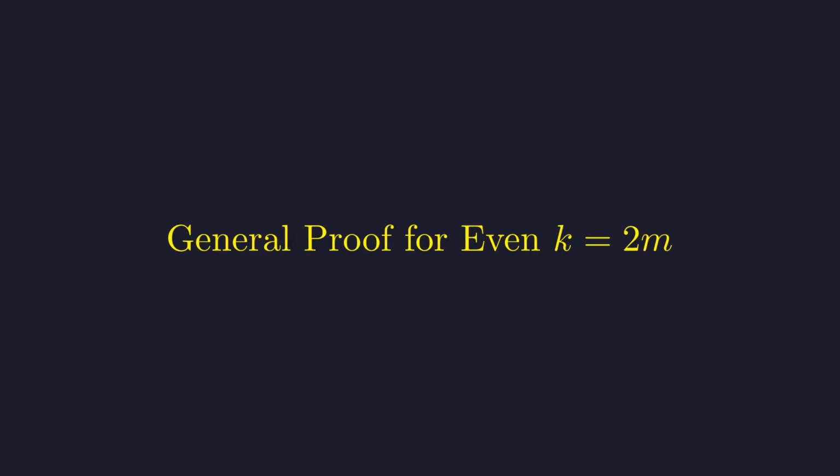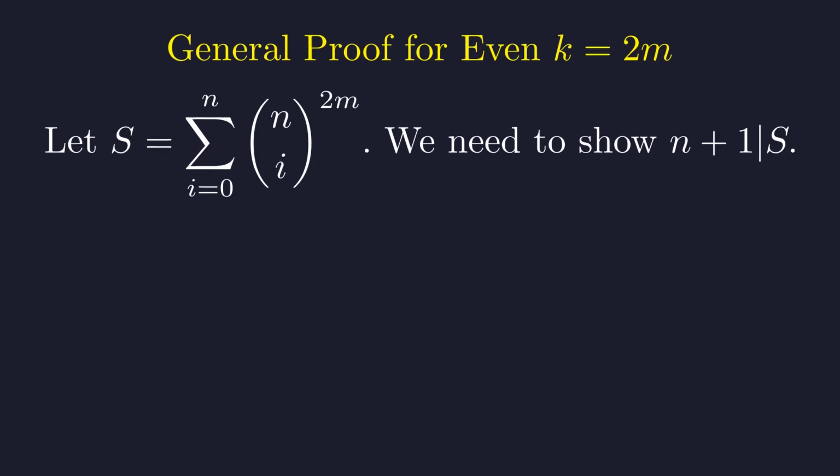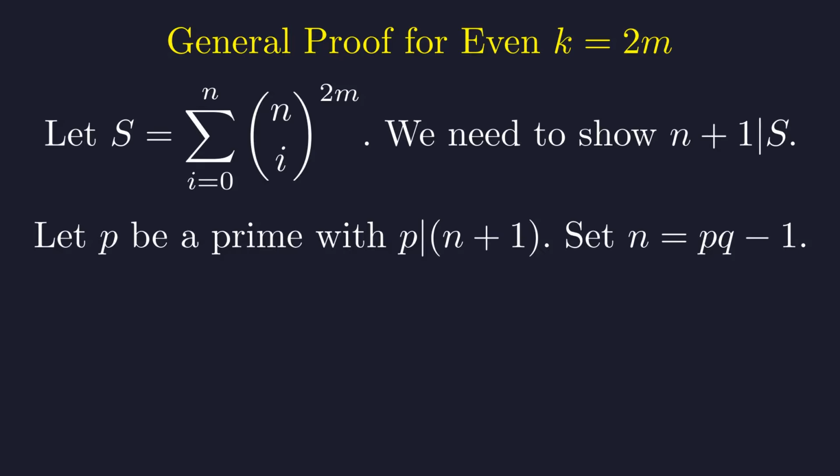Now for the general proof. Let k be any positive even integer, say k equals 2m. We must show that n plus 1 divides the sum for all n. To do this, we'll show that for any prime power p to the alpha that exactly divides n plus 1, p to the alpha also divides the sum S. Let's first prove it for a single prime p dividing n plus 1. We can write n as pq minus 1 for some integer q.